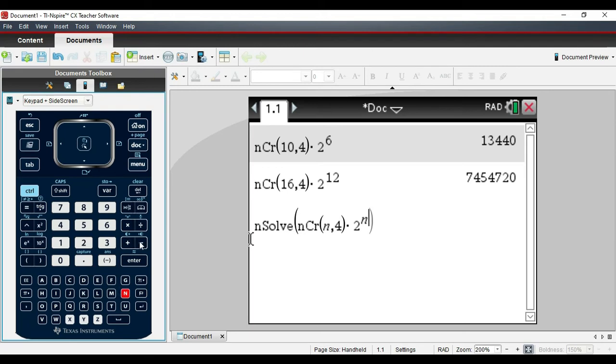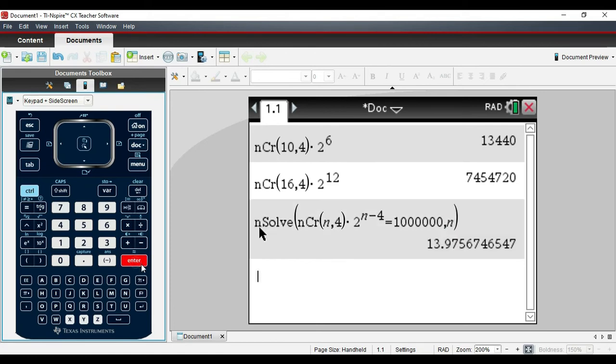And this is going to be n minus 4. And of course, don't just put that expression in like I'm sometimes tempted to do. You need to put an equation in here. So we want to make sure to make that number equal to 1,000,000. So 1, 2, 3, 4, 5, 6. And I'm not done until I tell the Inspire what the variable is, and the variable is n. So let's see what happens there.